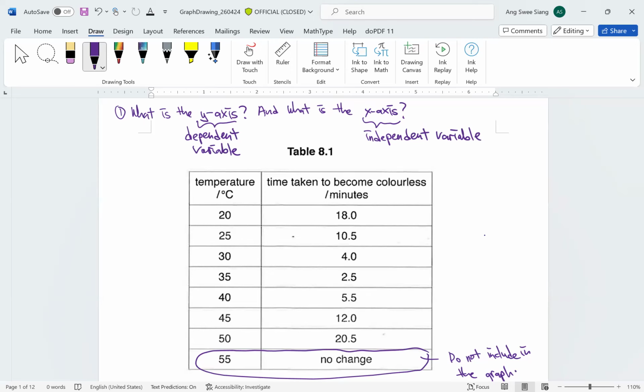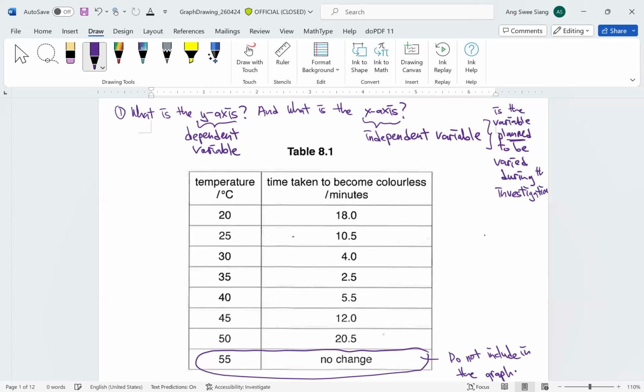So what is the independent variable? The independent variable is the variable planned to be changed, planned to be varied during the investigation. Before you start the experiment, you already plan that you want to change this variable during the investigation. So the independent variable is the variable planned to be varied during the investigation.